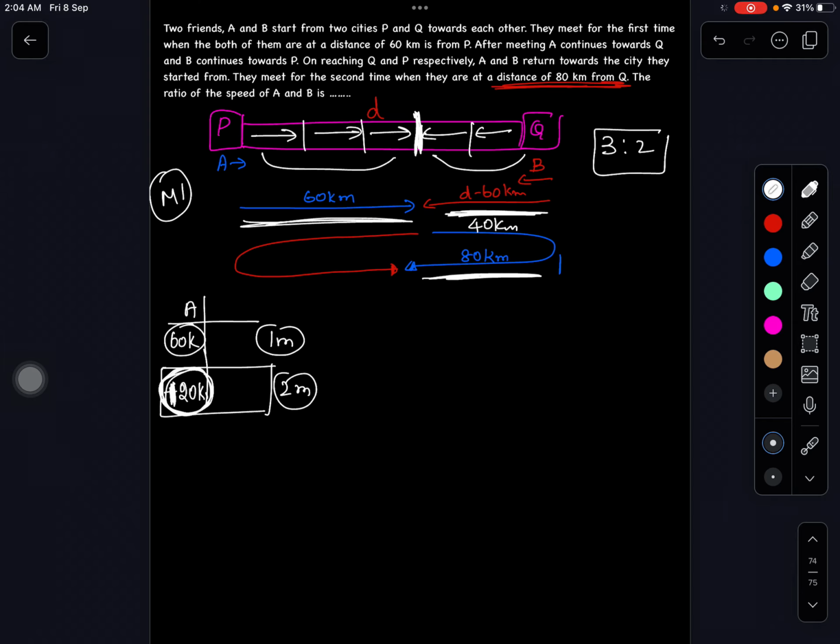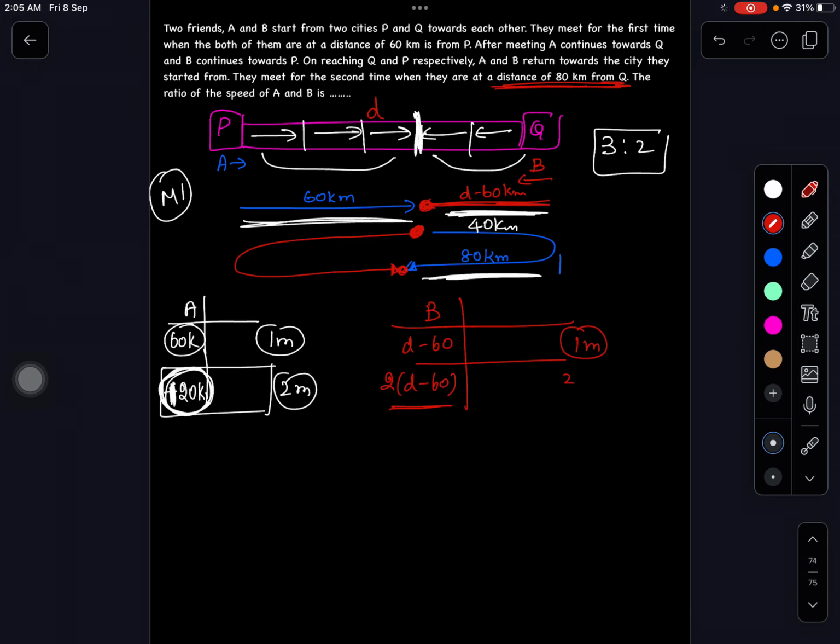Method 2 of solving this problem would be, okay, there are a few more methods. We'll go one by one. What is the distance traveled by B until the first meet? Until the first meet, B has traveled D minus 60. Right. Now, from the point of first meet to the second meet, B would have covered 2 into D minus 60. From the first meet until the second meet, this is what B would have traveled.